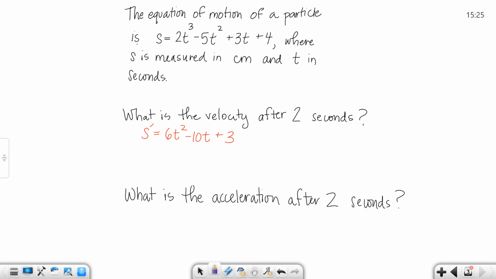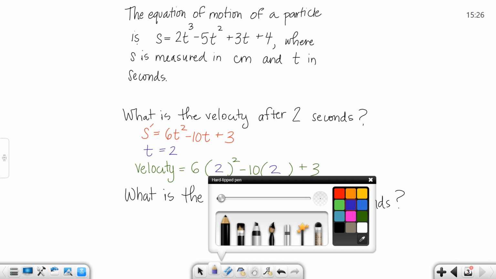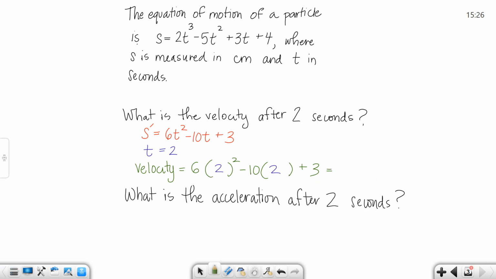Okay, I tell you in this problem that t is 2. So since t is 2, we're going to plug 2 into that function. So my velocity would equal 6t squared minus 10t plus 3. And I'm going to plug in my time, which is 2. If I work that out, I get 6 times 2 squared, which is 4, minus 20 plus 3. So 24 minus 20 would be 4. 4 plus 3 would be 7.